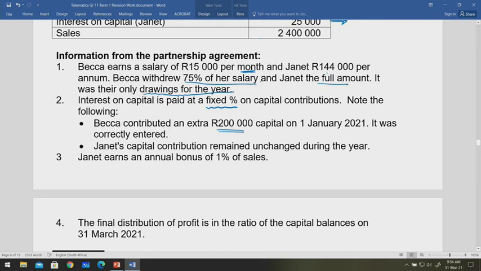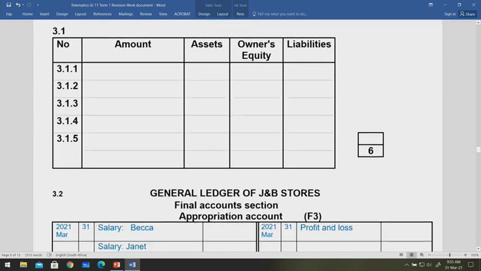And then they say Janet earns an annual bonus of 1% of sales. Okay, now we know why they gave us the amount for sales. And then the final distribution will be in the ratio of the capital balances at the end. So that will be in the ratio 8:5. Becca's capital contribution was 800,000 and Janet's capital contribution at the end was 500,000. Okay, that one you do on your own.